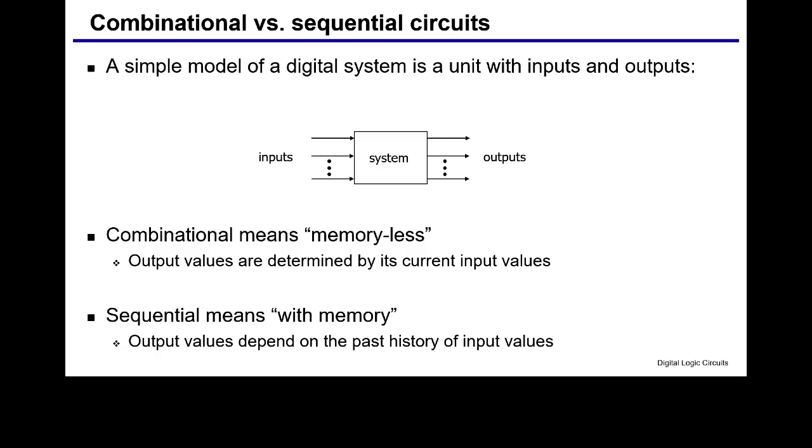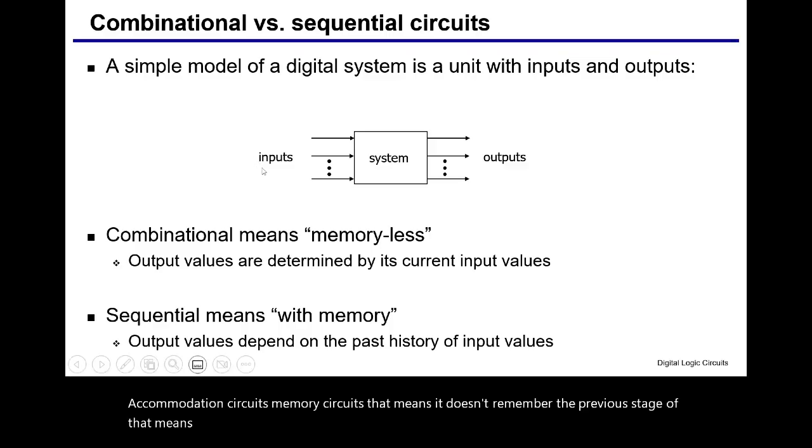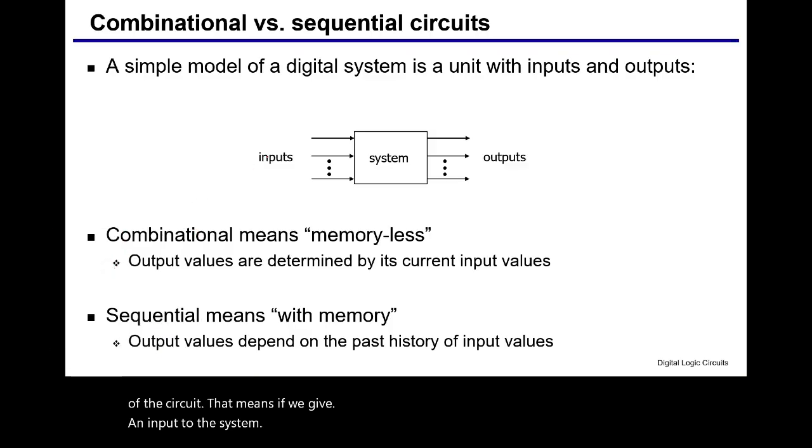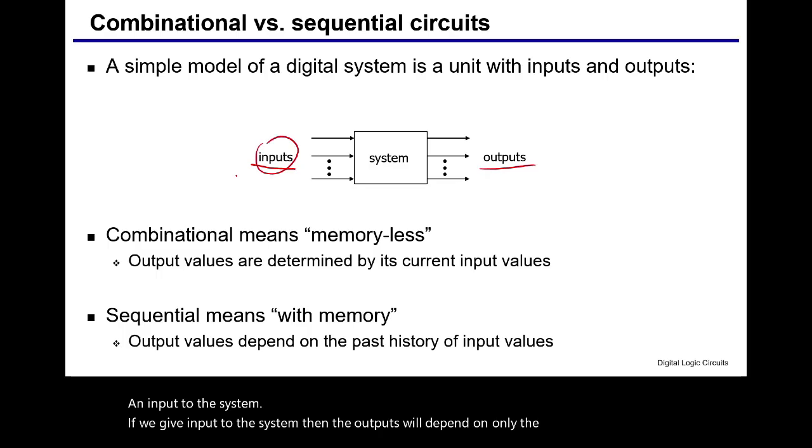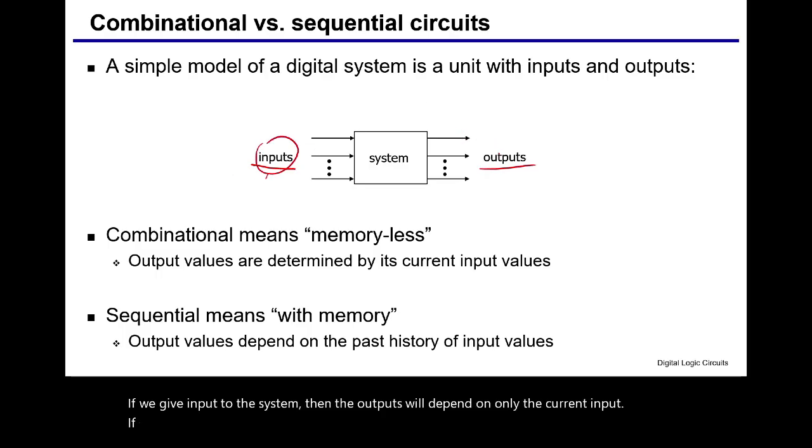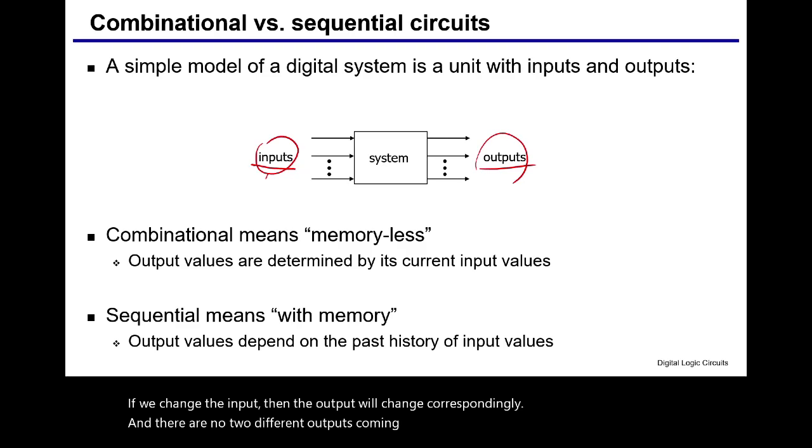Combinational circuits are memoryless circuits. That means they don't remember the previous states of the circuit. If we give an input to the system, then the outputs will depend on only the current input. If we change the input, then the output will change correspondingly. And there are no two different outputs coming out given the same input.